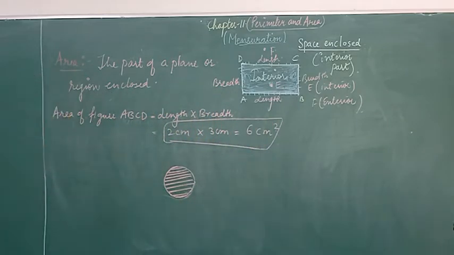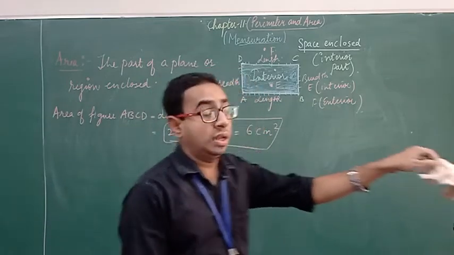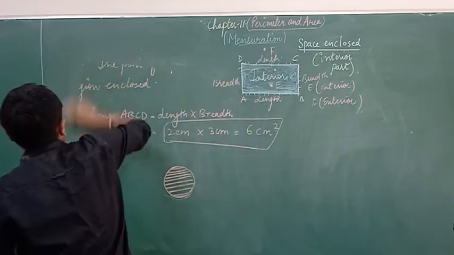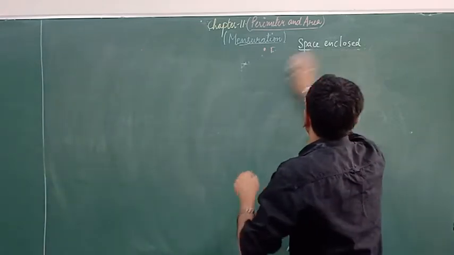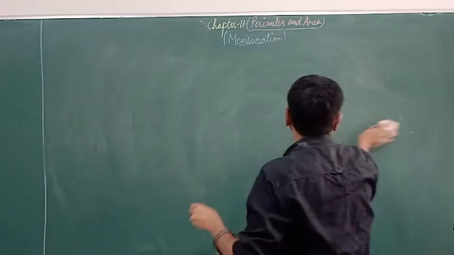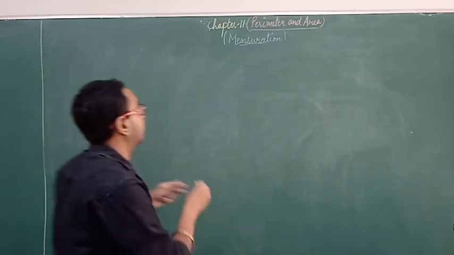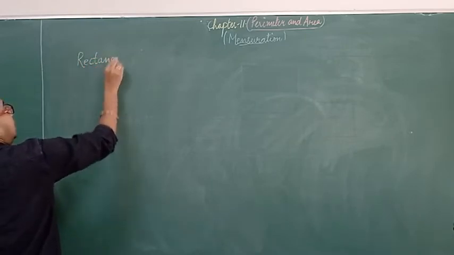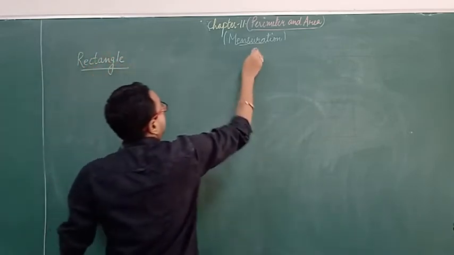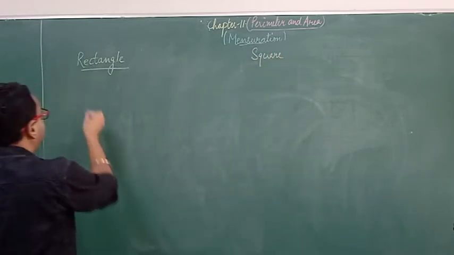So we'll see the next few concepts. What do you mean by rectangle? What do you mean by square? Let's see. Immediately we'll see rectangle and square. Then in the next class we'll do the formulas related to it. Okay. So let's see rectangle and square.